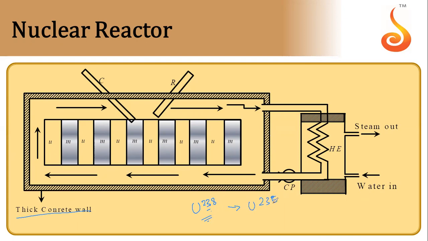Now, to do that, uranium-238 is taken in form of rods like this. These are the uranium-238 rods, and these are kept beside graphite rods. So there will be a graphite rod, then beside it there will be uranium-238 rod, and so on. So that is this structure. Then it is bombarded with neutrons, and because of which nuclear reaction takes place.